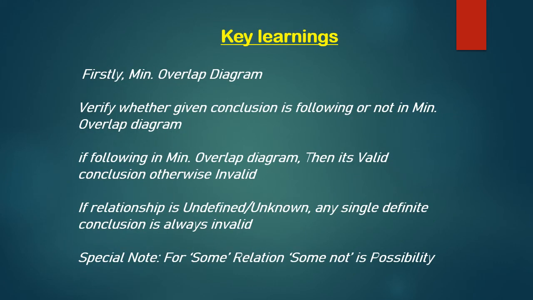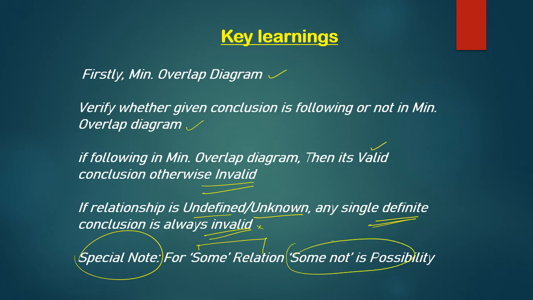Let's sum up the things which you have learned so far. First we write the minimum overlap diagram. Then we check whether the given conclusion is following or not following in the minimum overlap diagram. If the given conclusion is following in the minimum overlap diagram, then we take it as valid or following. If it is not, then we take it as invalid. And please remember, if the relationship between any two entities is undefined or unknown, any single definite conclusion is invalid or not following. Special note: when the relation between any two entities is some, some not is always a possibility rather than definite. So please keep these things in mind.